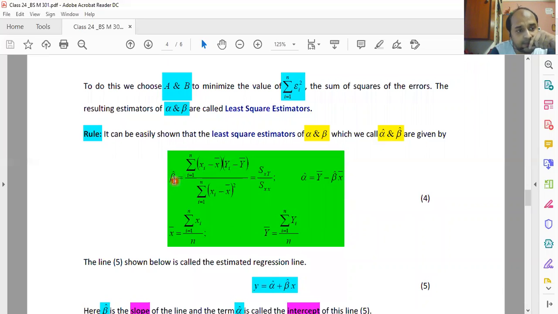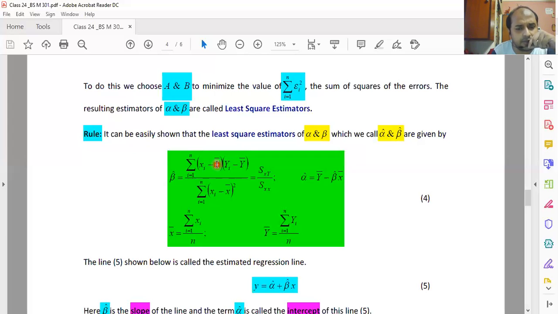So beta cap is the estimated value of beta, and it can be found out by the following formula. Summation over i goes from 1 to n, xi minus x bar multiplied by yi minus y bar, and this will be divided by summation i goes from 1 to n, xi minus x bar whole square.